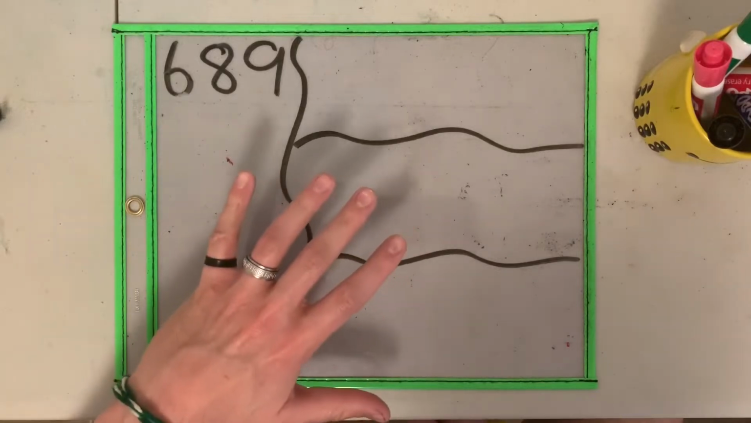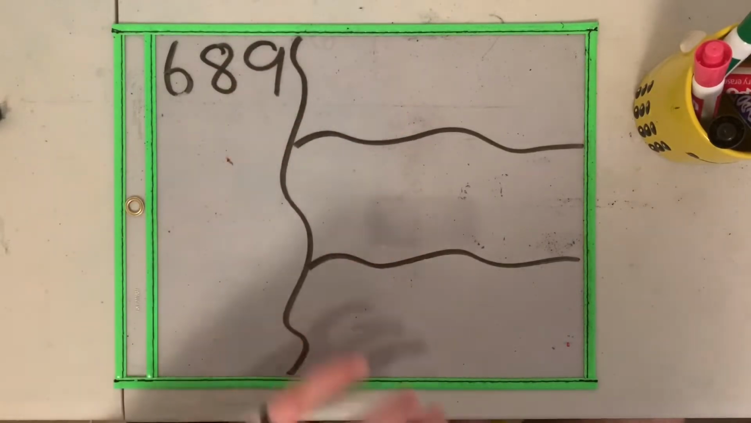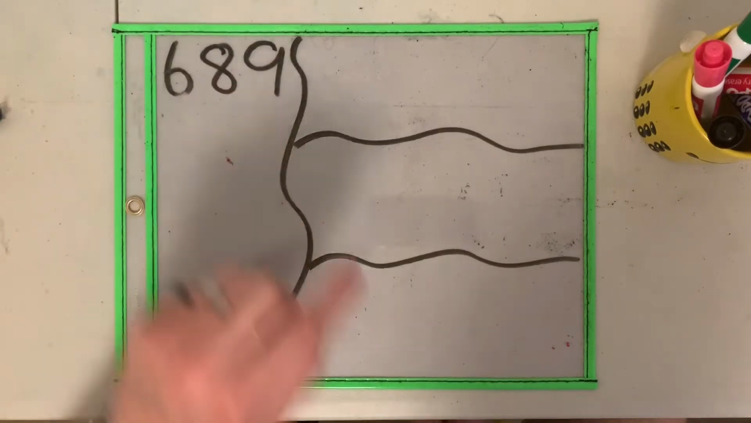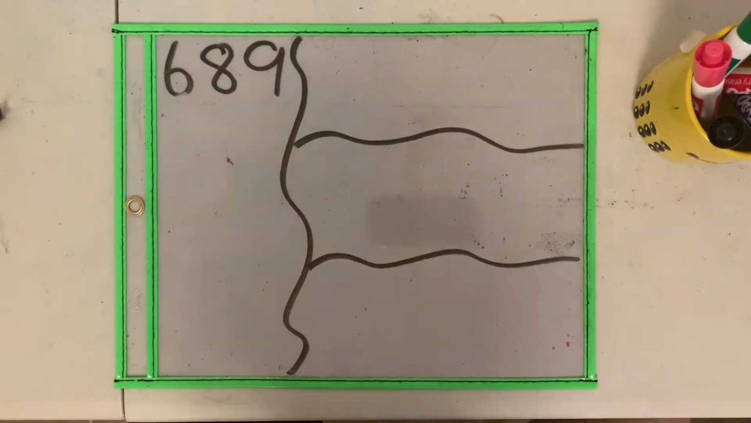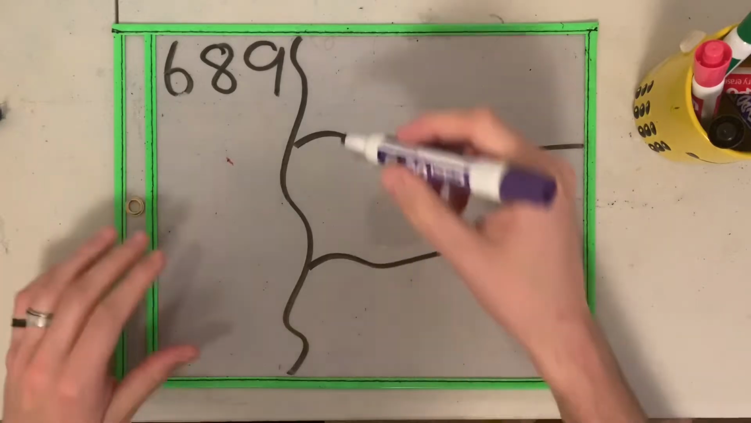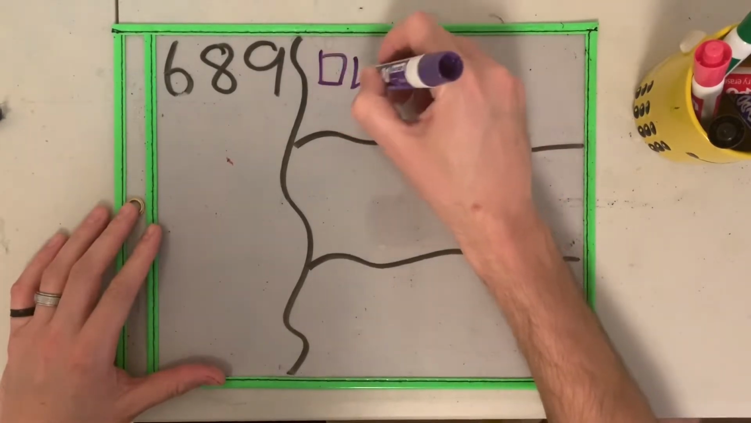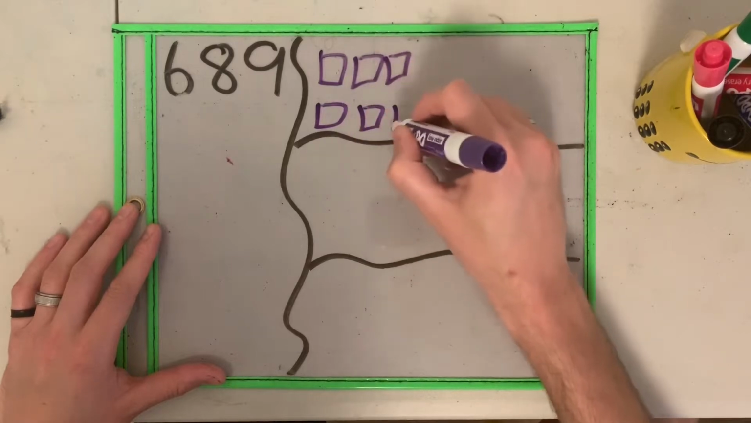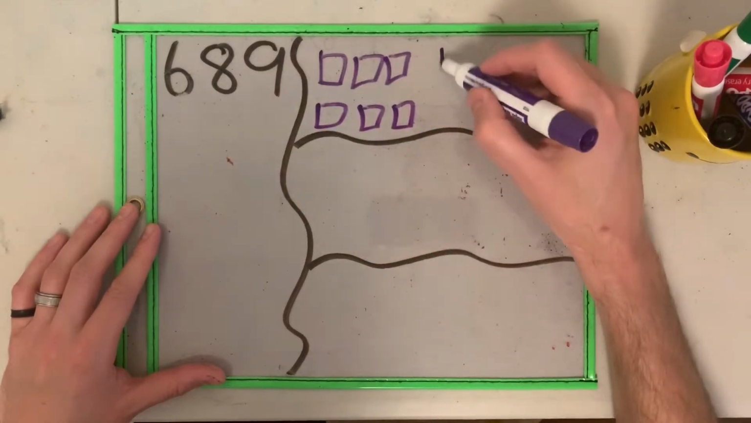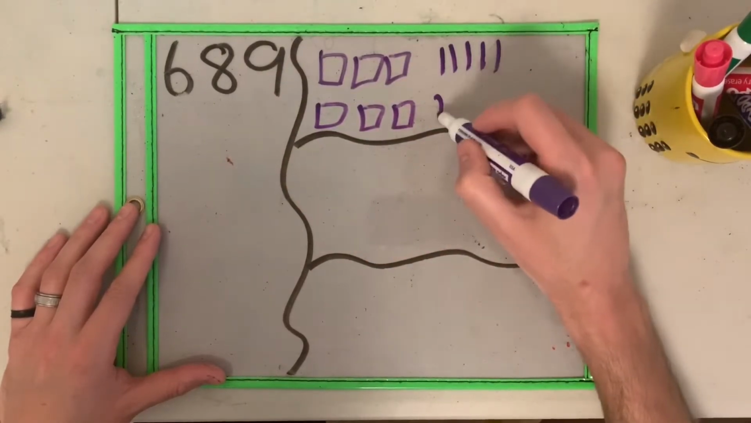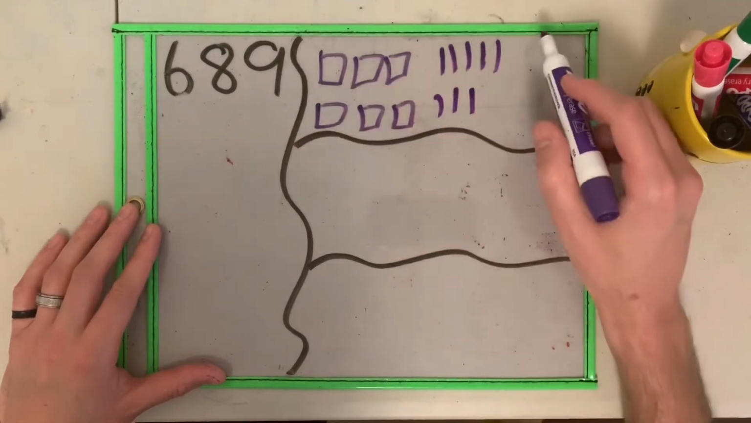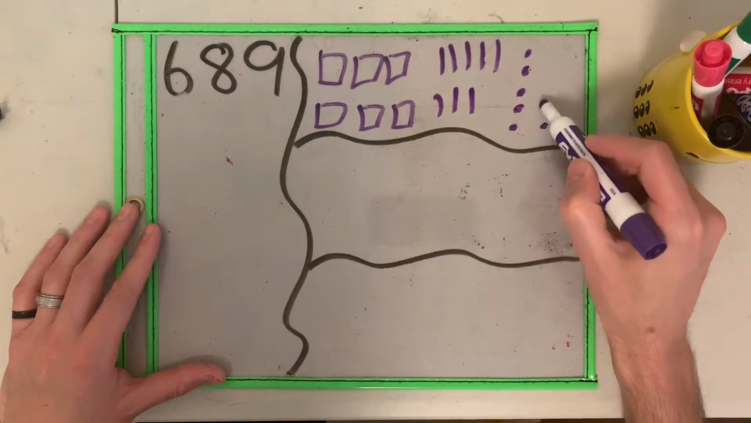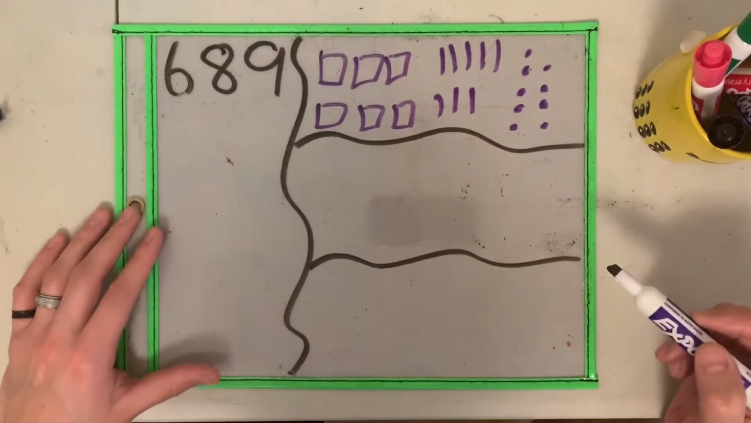We're going to show 3 different ways with place value blocks the number 689. The first way is the basic one. We have 600, 8 tens, and 9 ones.